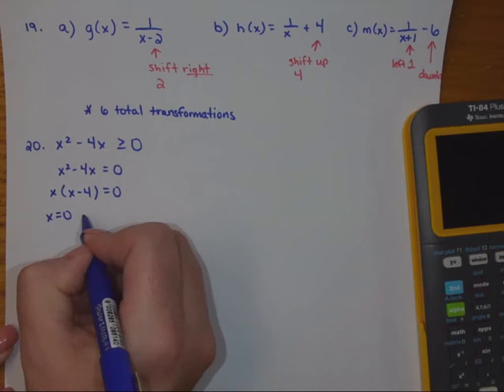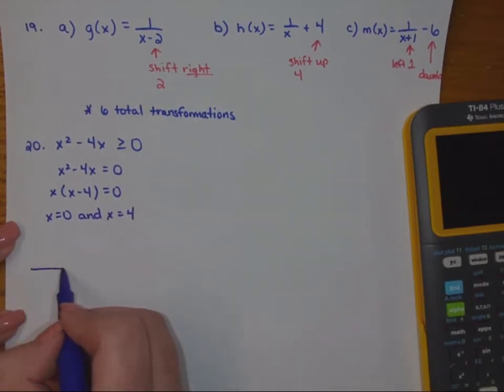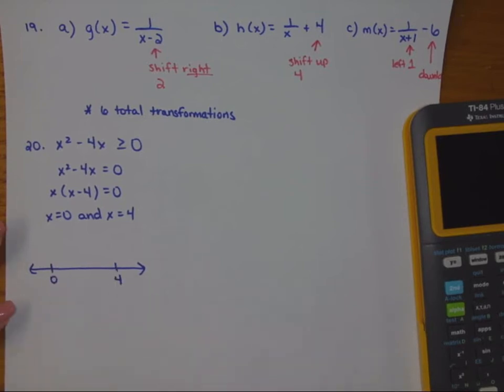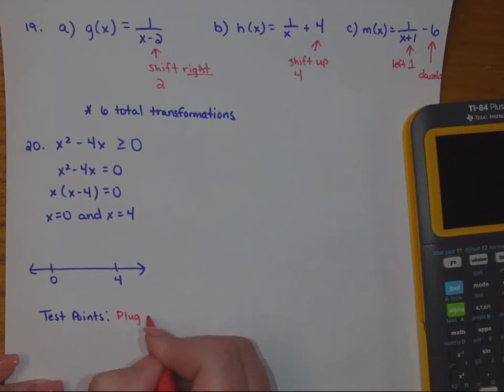So I get 0 and I get 4. So those aren't my answers, those are just going to be my boundary points. So I'm going to mark 0 and 4. And then I'm going to choose some test points in every section to see if it works. Okay. In other words, I'm going to pick some test points and I'm going to plug them in. So plug them into the original function.